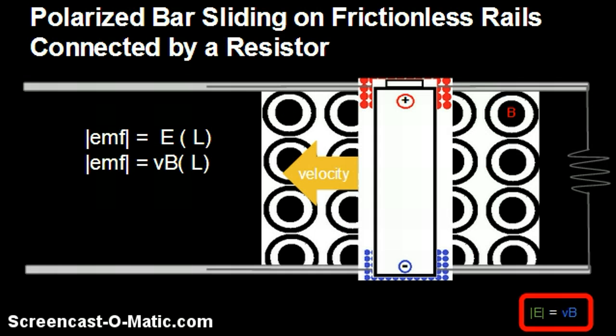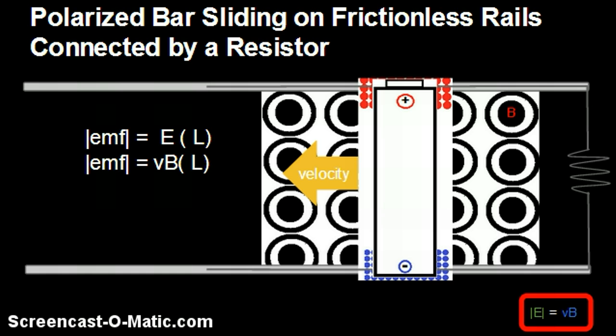Now let's take our polarized bar and imagine it was sliding along frictionless rails. This keeps the bar moving at a constant speed. But let's also connect the bars with a resistor on the right side. The moving bar acts as a battery with positive end by the positive charges and its negative charges near the negative end. The EMF of the battery is the same as in any circuit, equal to the electric field times the length of the circuit.